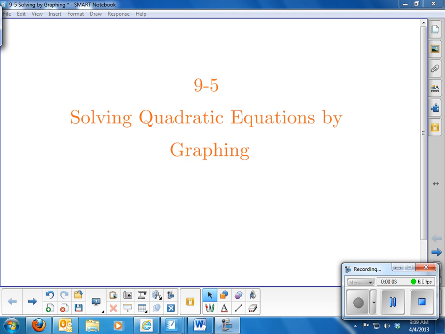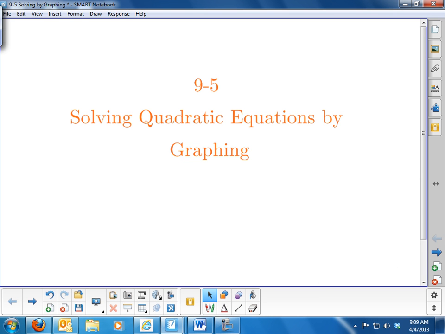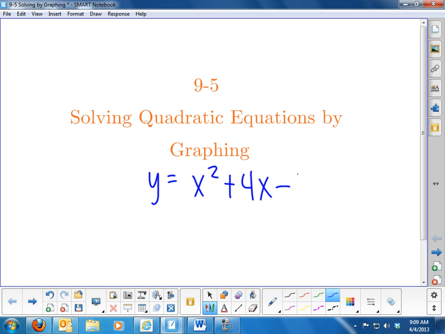Algebra students, today your video is over section 9-5, which is solving quadratic equations by graphing. What we have been doing is taking functions that look like y equals x squared plus 4x minus 6. We've been taking these equations, plugging them in our graphing calculator, seeing what the graph looks like, finding the vertex, axis of symmetry, max, min, all of those things.